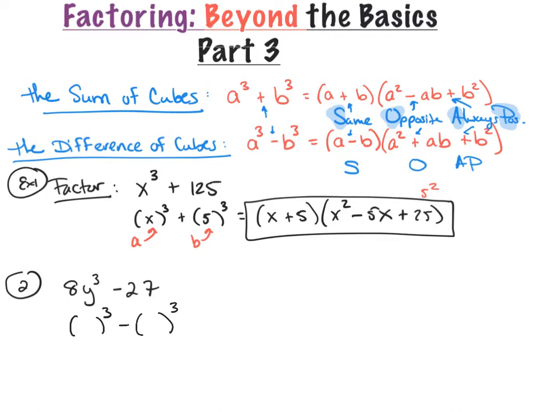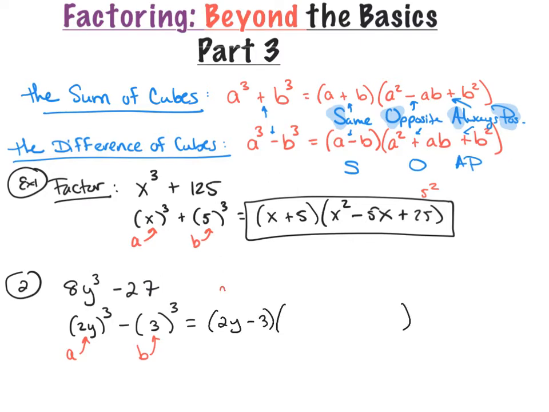Okay, so who is being cubed or multiplied by itself 3 times to give us an 8? That's 2. And then certainly y cubed would be y cubed. Who's being multiplied to give us a 27? Well, that's a 3. So our a is 2y and our b is 3. Since it's subtraction, we'll plug it into this bottom formula down here. So a minus b would be 2y minus 3.